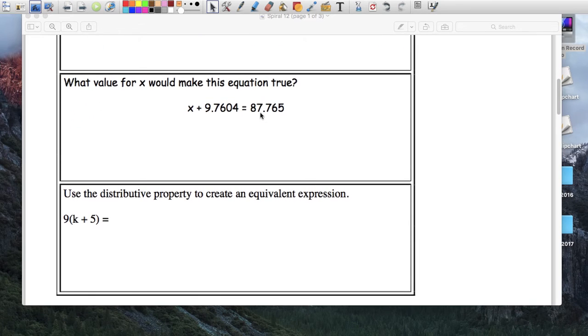So this is a simple one-step equation. We're looking for a number that added to 9.7604 equals 87.765. So this mystery number plus this equals that. Or if you remember about fact families, 87.765 minus this should give you your mystery number. So on the side, 87.765. Line up the decimals.